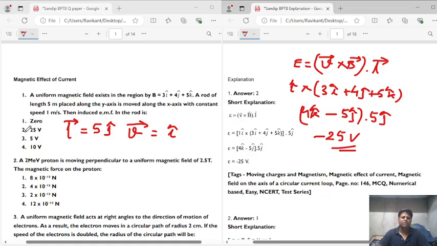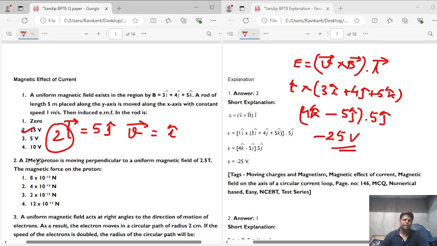The correct answer for this question is option 2, that is 25 volts. So this option 2 is the correct answer for this question, right? The formula which we have used in this question is E = v vector cross B vector dot L vector, right? So the correct answer for this question is option 2. Now let's get into question number 2.